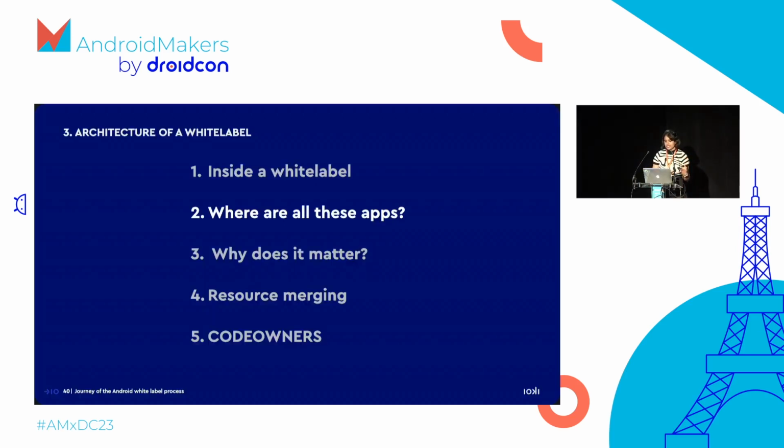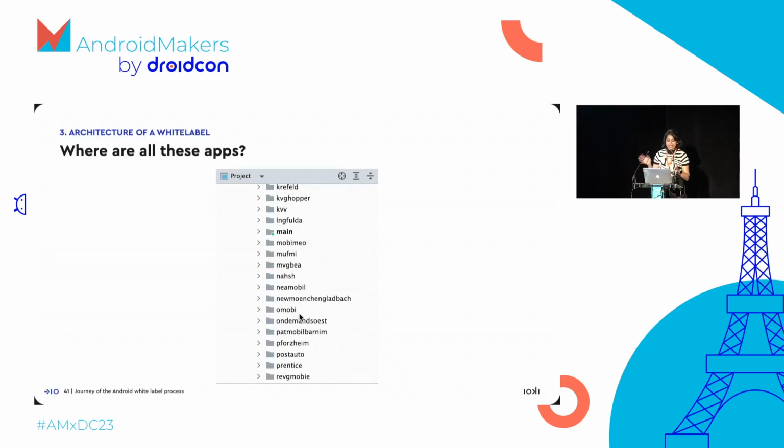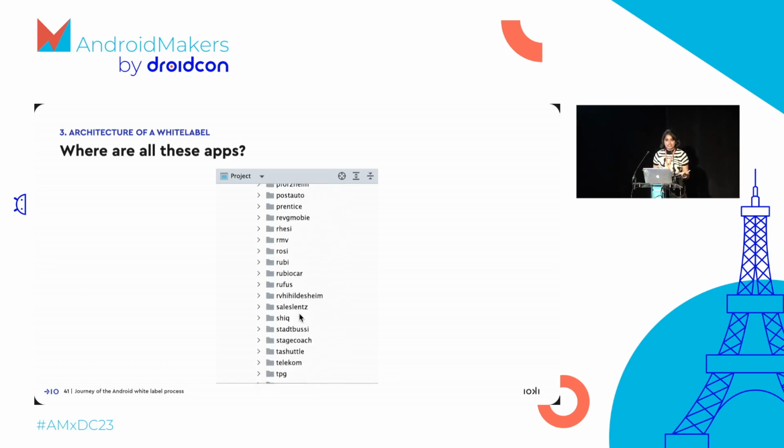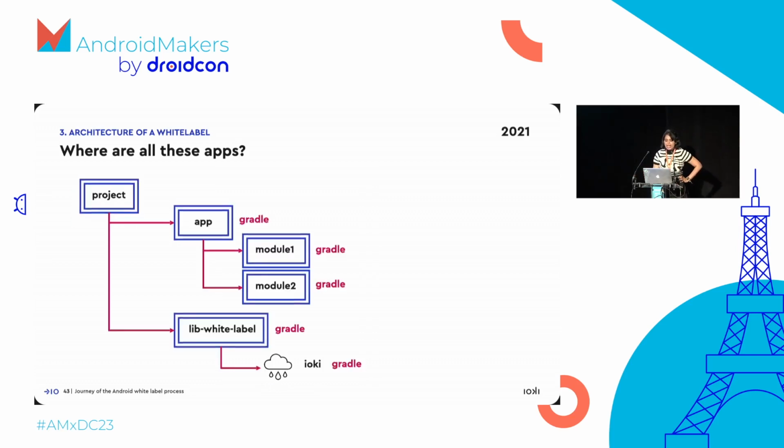So where are all these apps, really? Because we have so many of them. Right now, I think last I checked today morning, we had like 70 of them. So where are they? We have a project, as it usually goes. And then inside of this project, I'd like to start with 2021, which is when we had a rather simpler implementation, but it wasn't as useful. So we had one composite Gradle project with Gradle modules, right?